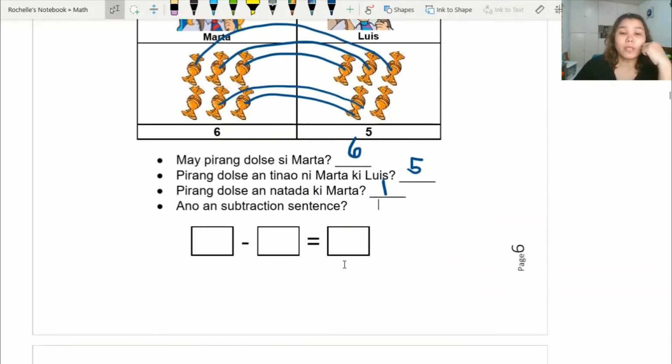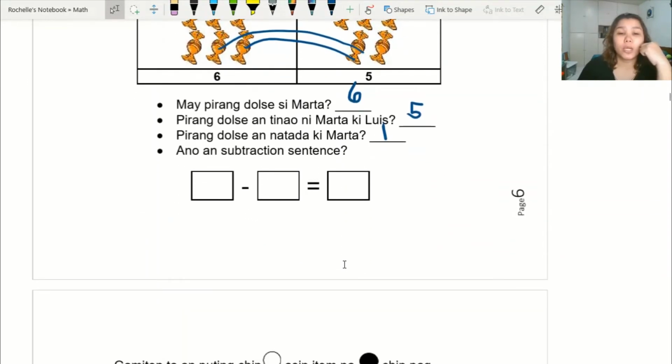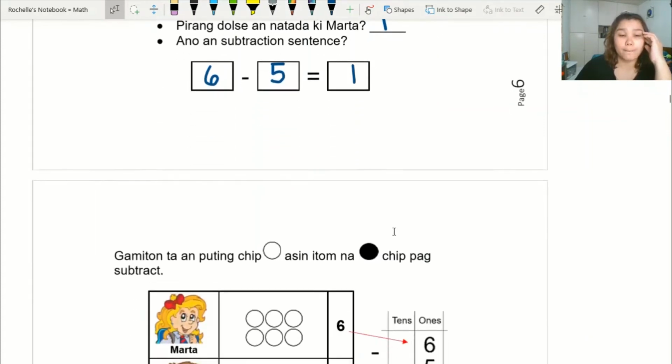Okay, how are we going to write this into a subtraction sentence? So, for the first box, dapat yung the total number, yung pangkalahatan, which is 6. And then, ilan yung taken away is 5. And then, how many are left? 1. So, to complete the subtraction sentence, we have 6 minus 5 equals 1.